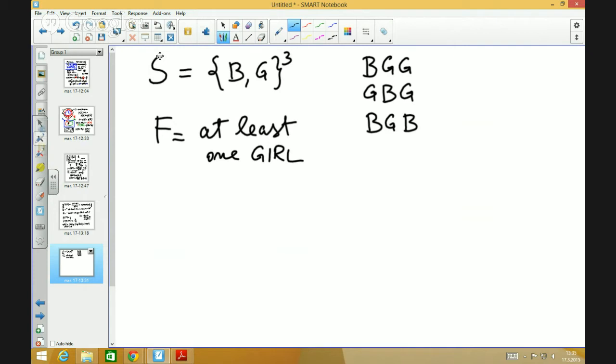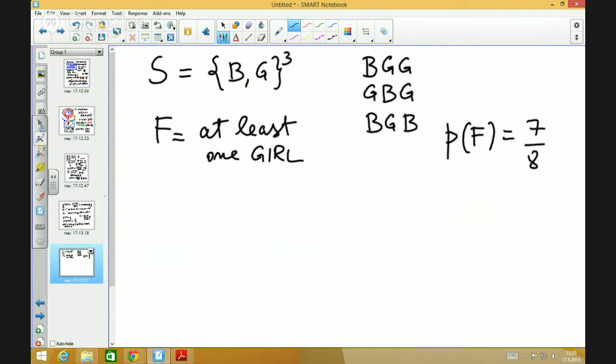So there's only one that doesn't work. So the ones that work are 1 minus the probability of getting the bad BBB outcome. That's 1/8, so it's 7 out of 8. So the probability of F is 7 out of 8.